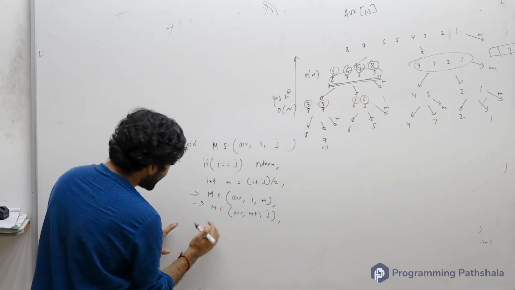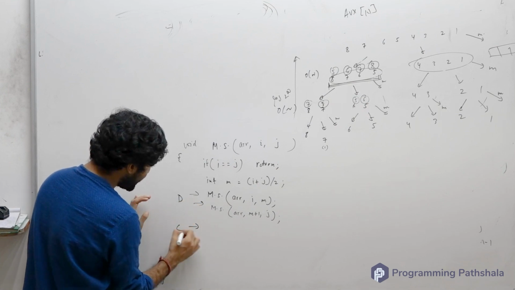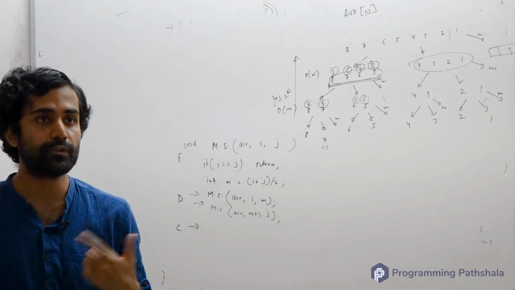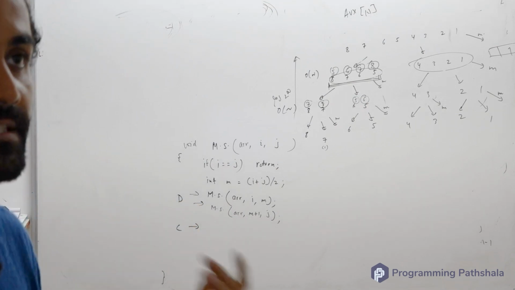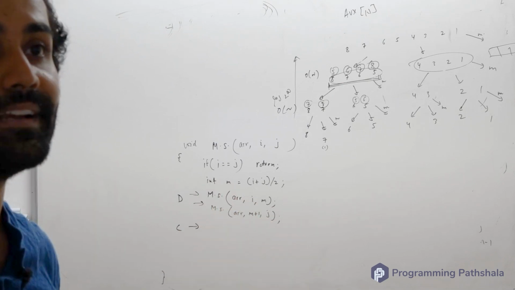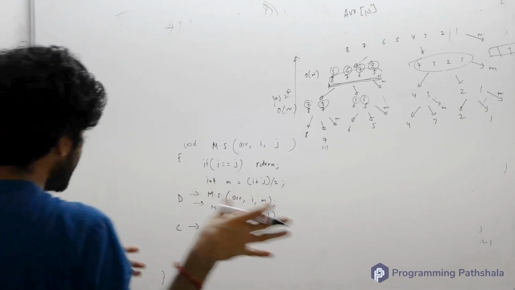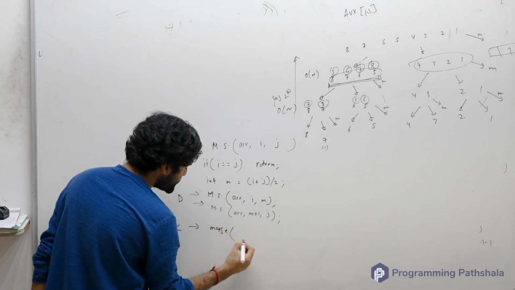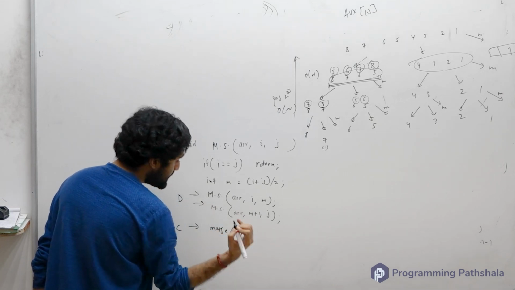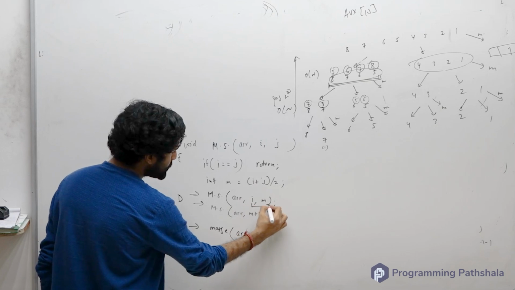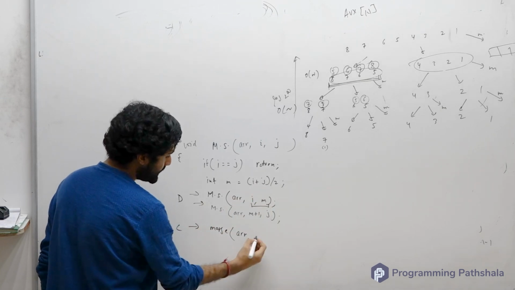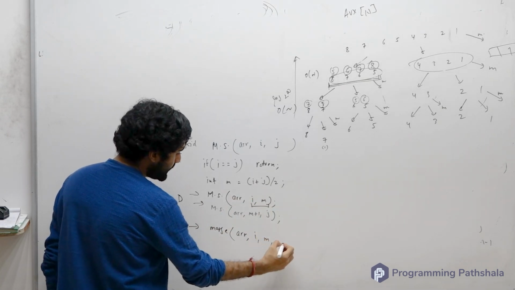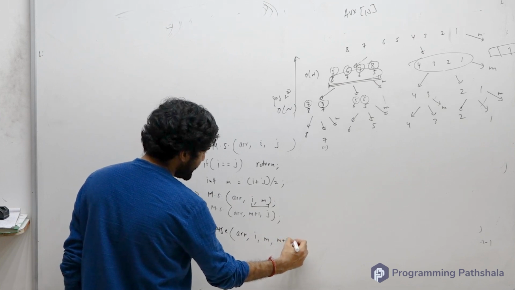What should be the last line of code? This was the divide part, now the conquer part should come. The last part should be to merge the two sorted arrays. The left portion and the right portion are sorted in themselves, so I need to merge them. So I will write a merge function where I pass this array and the segments of the array which are sorted: from i to m it is sorted, and from m plus 1 to j it is sorted.